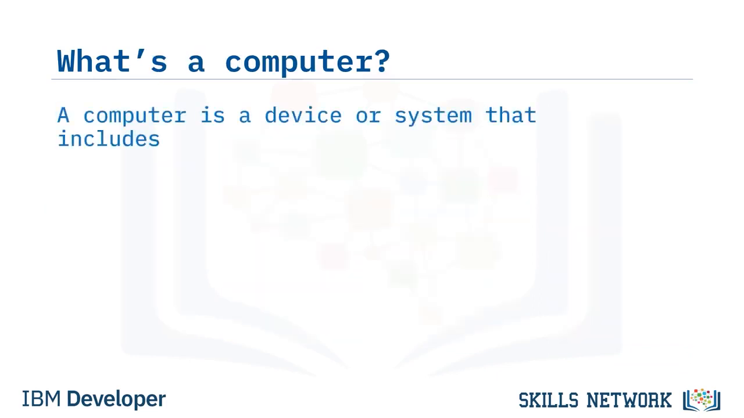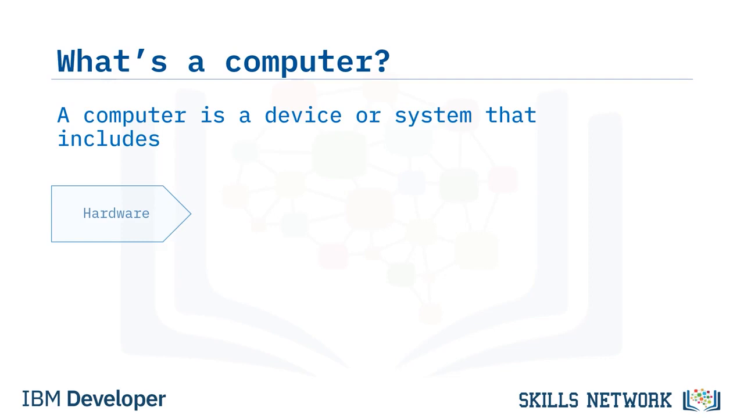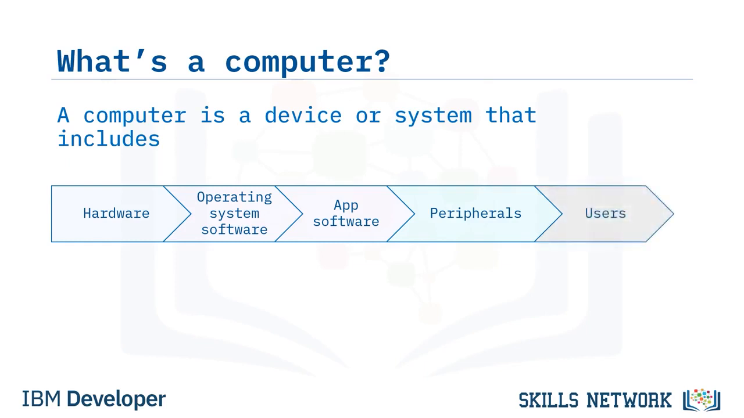A computer is a device or system that includes hardware, operating system software, application software, and peripheral devices. Hardware is the platform that processes data based on the provided instructions and stores data. Software includes the operating system software that enables and configures hardware capabilities, and the application software that enables the computer to perform tasks. Peripheral devices, such as keyboards and monitors, enable user input and output.